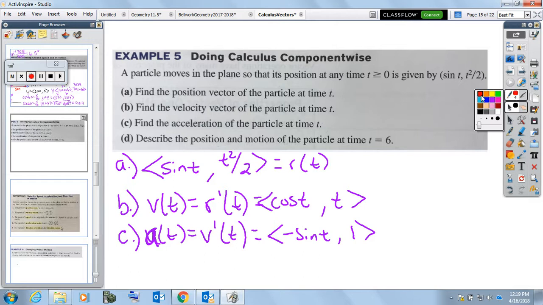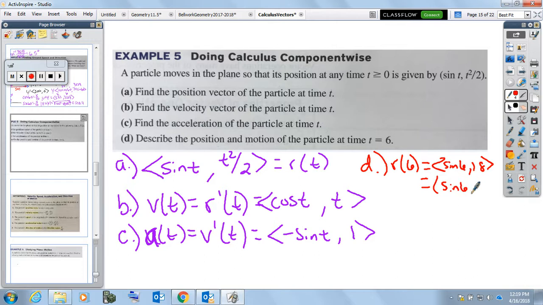For part D, we want to find out where the particle is at time equals 6. Where is it going to be found? That's position, so that's really r of 6. And so we're going to be at sin 6 and t squared, so 36 divided by 2, 18. So there's the component form of our particle. And since this is a particle, it's really a position, so you can just make this the actual point itself, with parentheses and not our little arrow brackets.